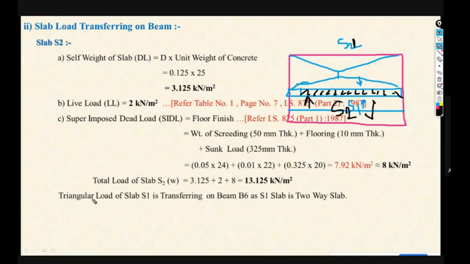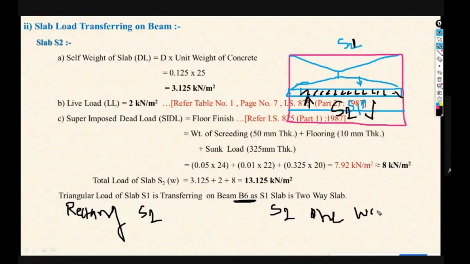Okay. So triangular load of slab S1 is transferring on the beam B6 as S1 slab is a two-way slab. Actually, some corrections are there. Triangular, it is rectangular. It should be rectangular. Rectangular load is transferred from S2 slab to B6 beam as S2 slab is a one-way slab. Some corrections are there, as one-way slab.